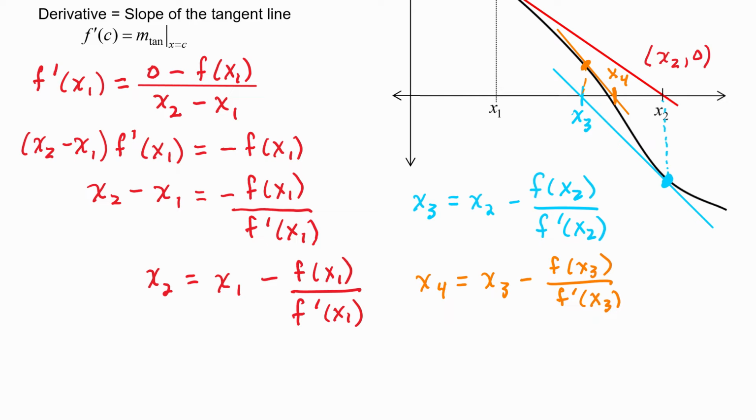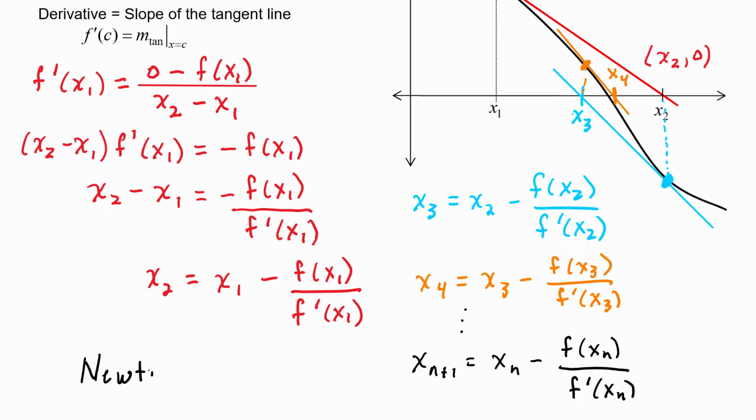And we can continue to do successive iterations of this so that the next iteration, call it xn plus 1, we just use the previous iteration, which would be xn minus f of xn over f prime of xn. And this is Newton's formula.